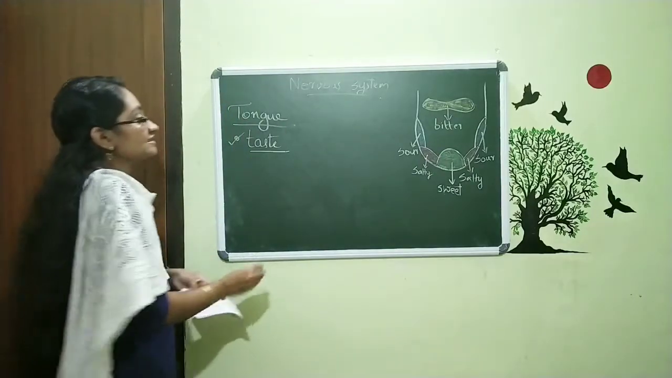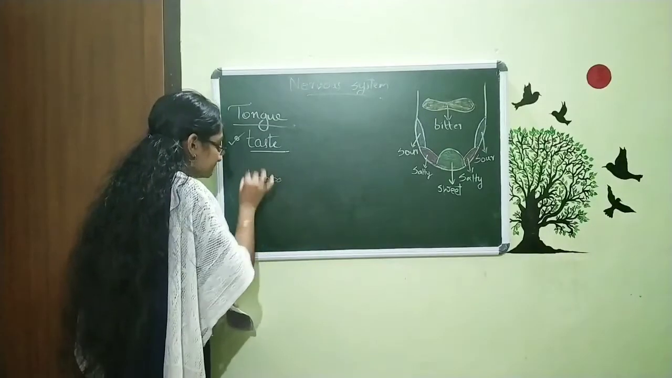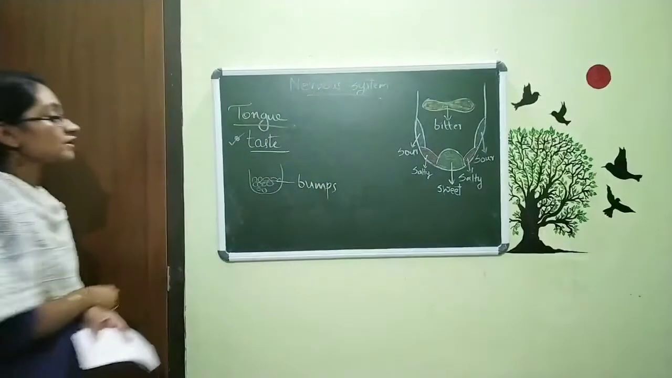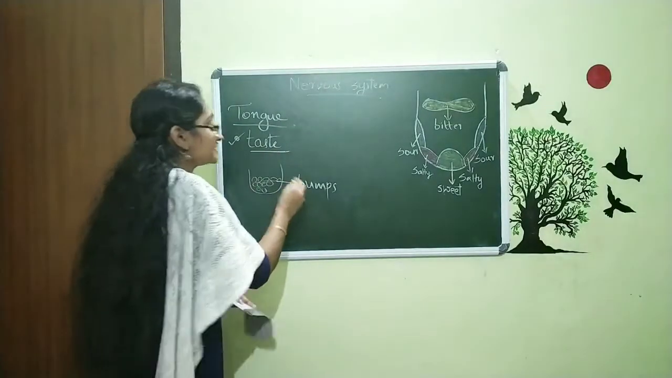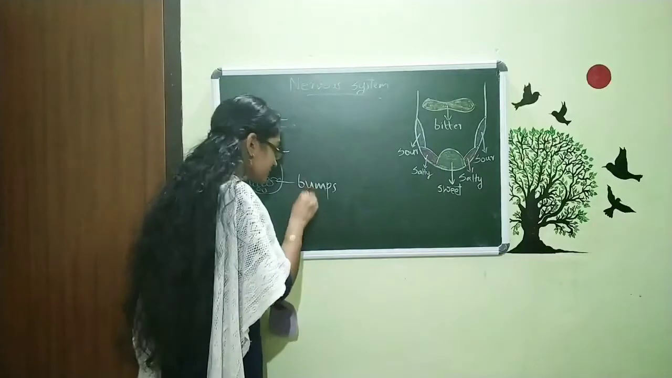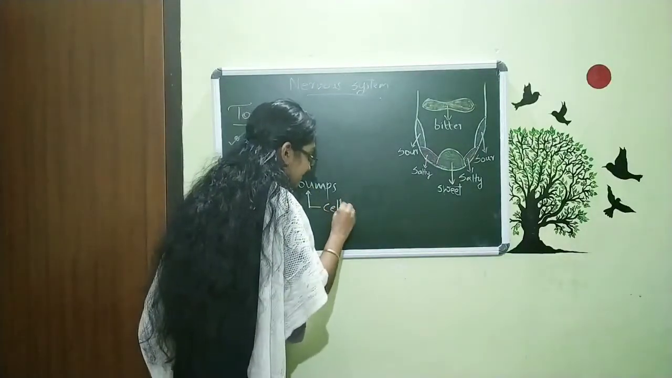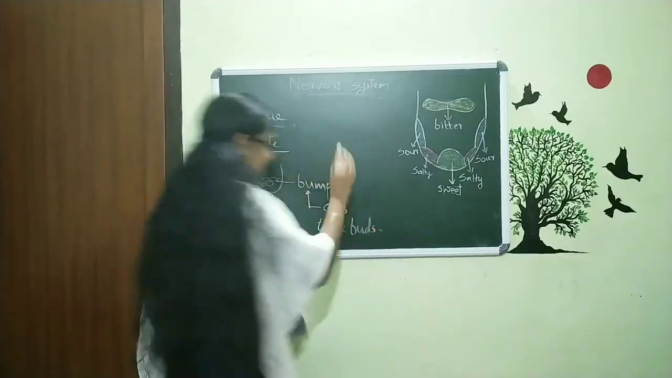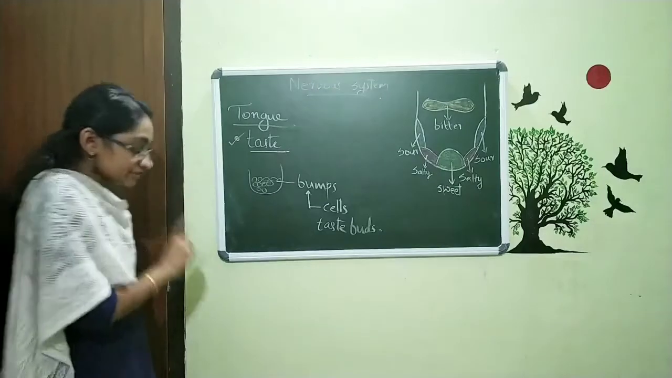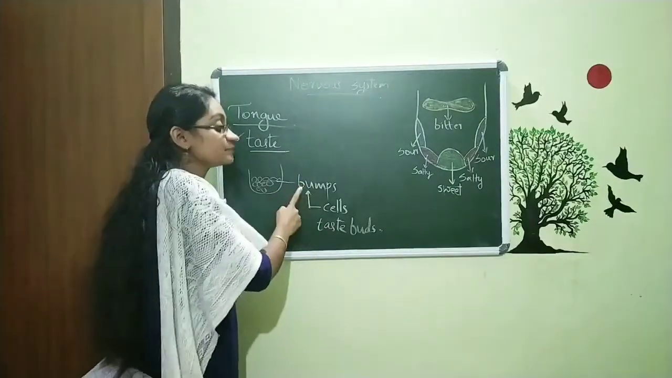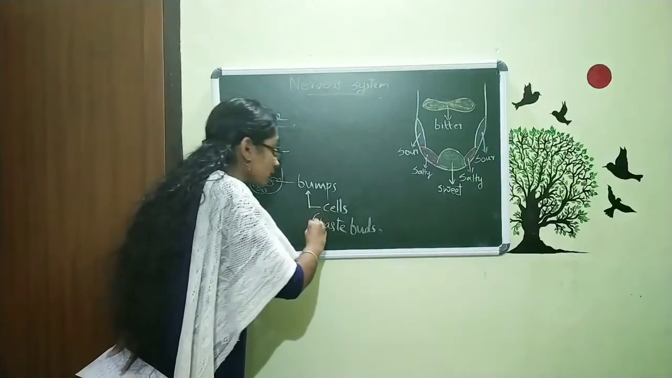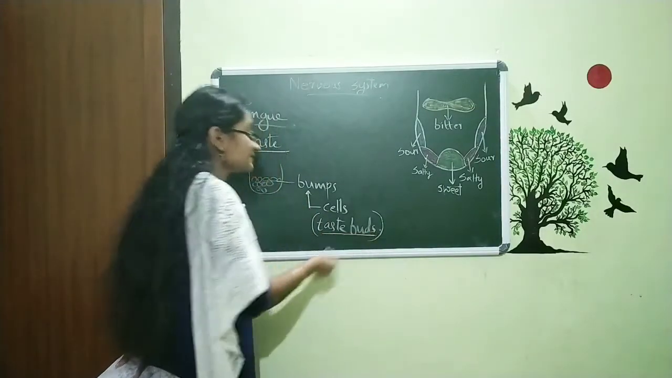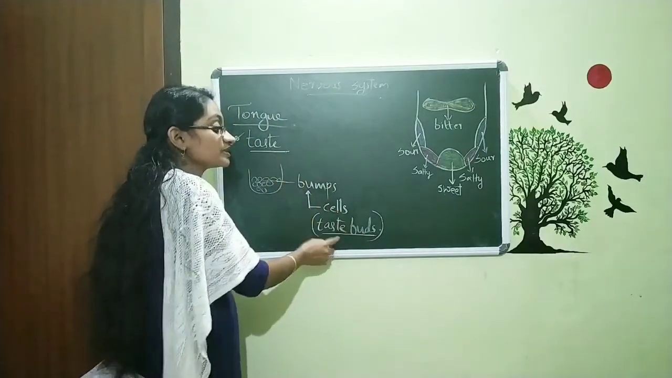The next point is this: in the tongue there are a number of bumps, and in these bumps there are a number of cells present, and those cells are called taste buds. Actually, the thing that identifies the taste is what? Taste buds. That means the cells that identify the taste are called taste buds.